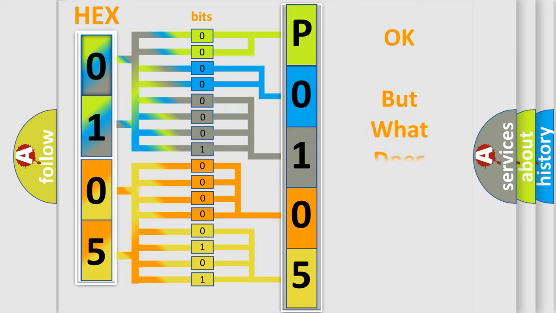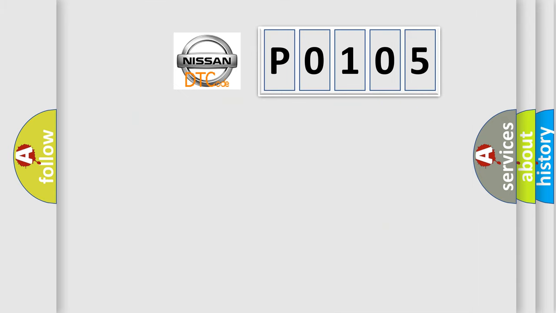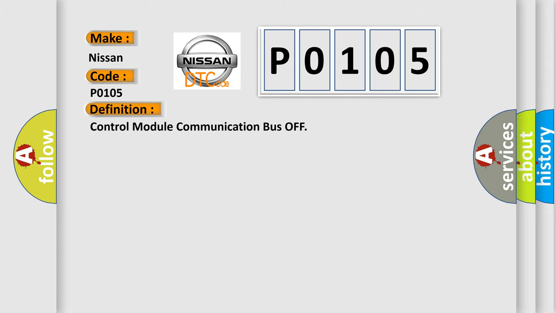The number itself does not make sense to us if we cannot assign information to what it actually expresses. So, what does the diagnostic trouble code P0105 interpret specifically for Nissan? The basic definition is control module communication bus off. And now this is a short description of this DTC code.